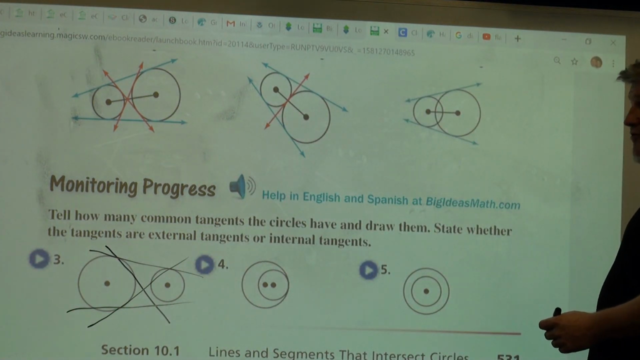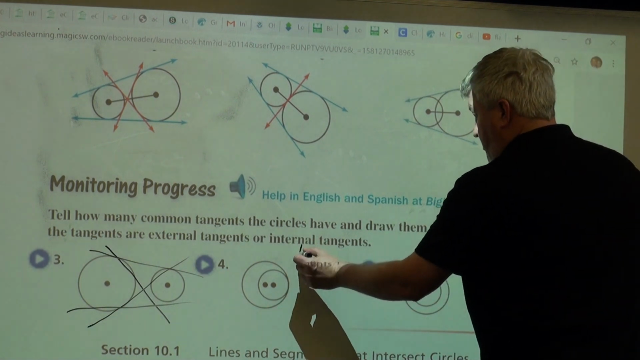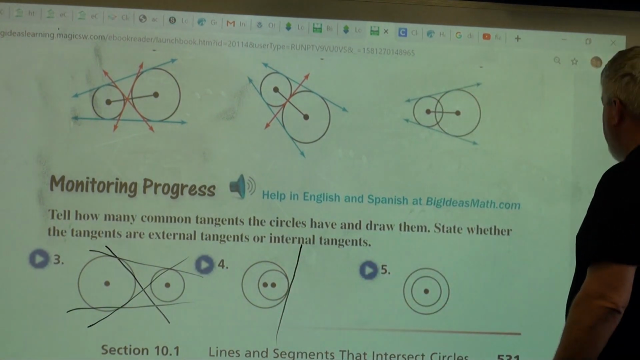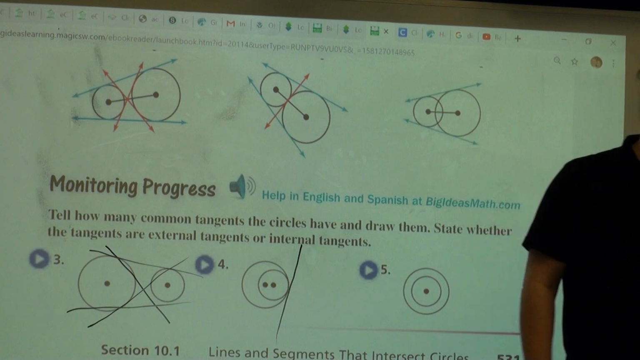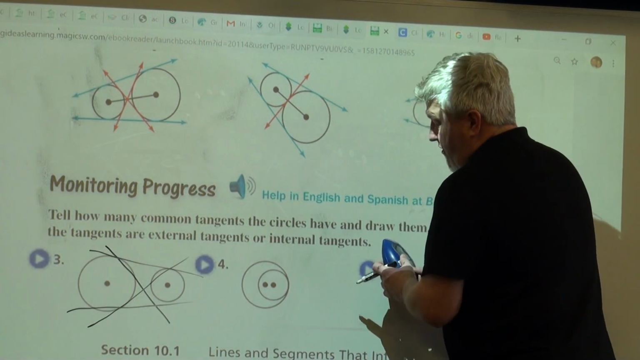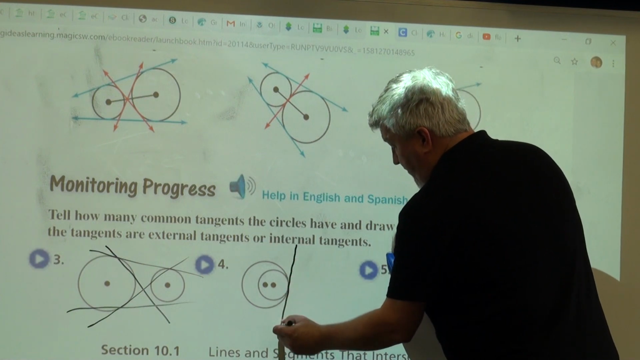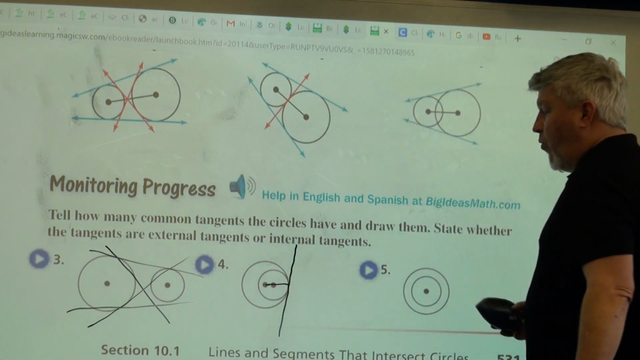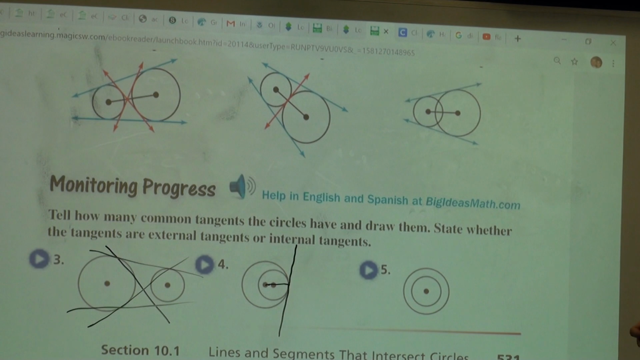Number 4 has only 1. It is an external tangent line. It should be perpendicular. I didn't draw that exactly right. It should be, as we'll learn here in just a second, a line straight up and down, perpendicular to the radius coming out. 1 point of tangency is external.